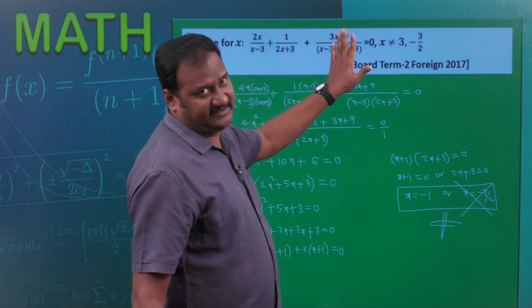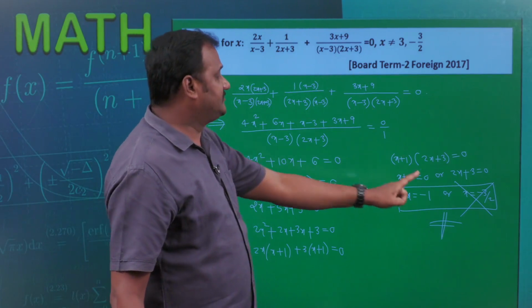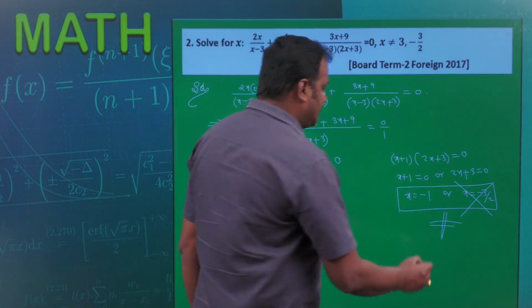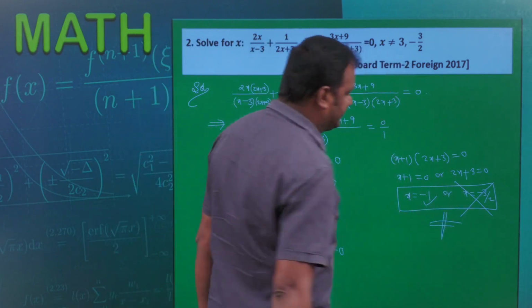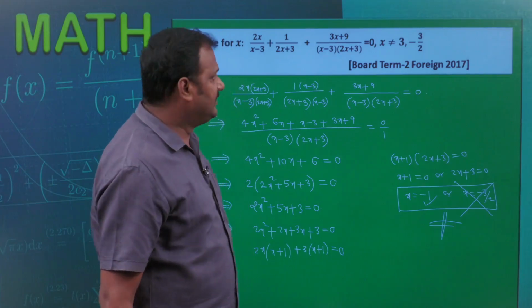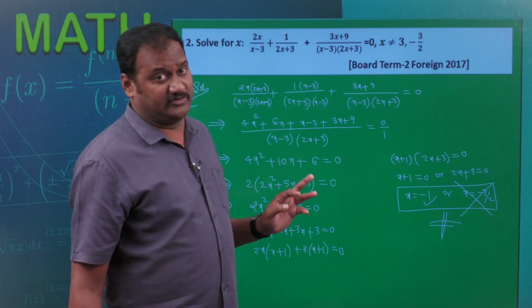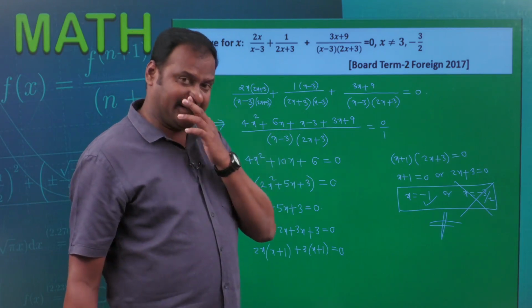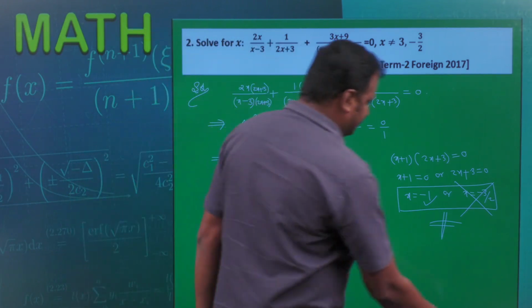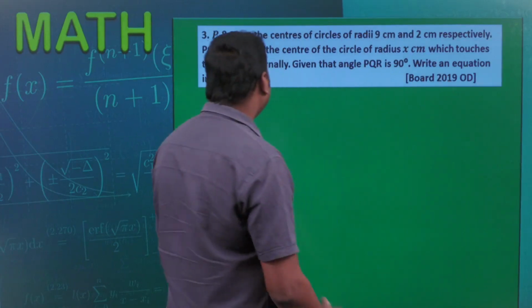It will be undefined. Got it? So that is why x cannot be negative 3 by 2. So the only possible value of x is negative 1. See how typical, and moreover how technical, this problem is. Hope you understand. Right. Moving on to the next problem.